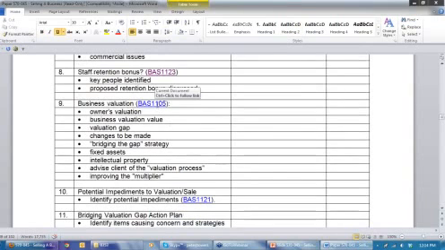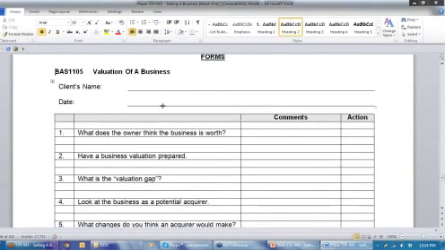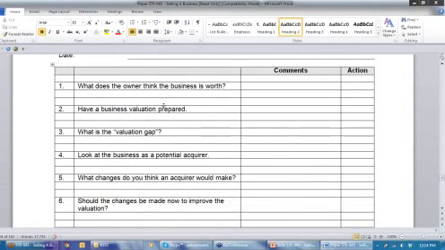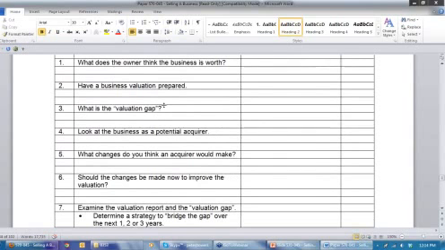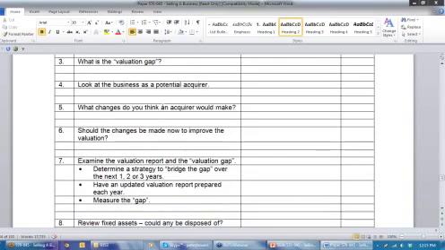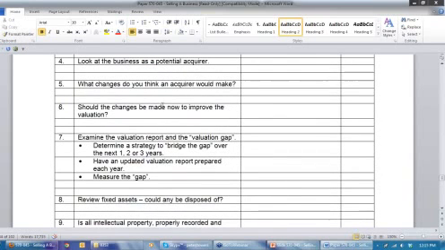What about the business valuation? What does the owner think the business is worth? Should you be preparing, quite separately, a business valuation? And what's the valuation gap? Obviously, when you're looking at the business, you've got to look at it from a potential acquirer's point of view. What changes need to be made to bridge that gap? And how long is it going to take to implement those changes? In lots of cases it may take 1, 2 or 3 years.